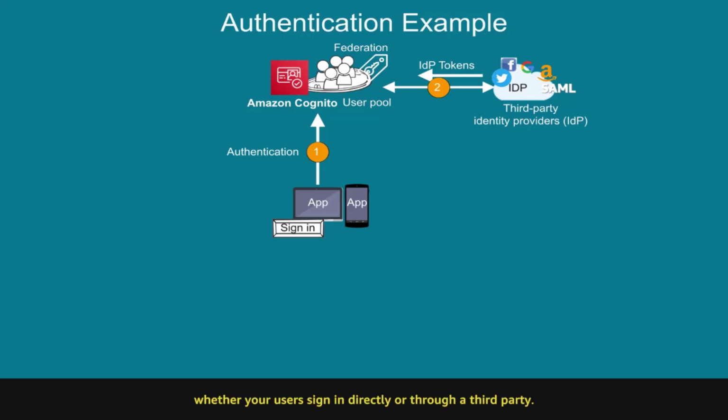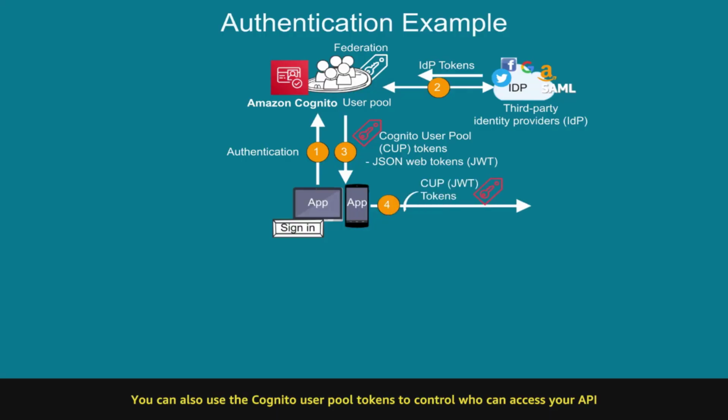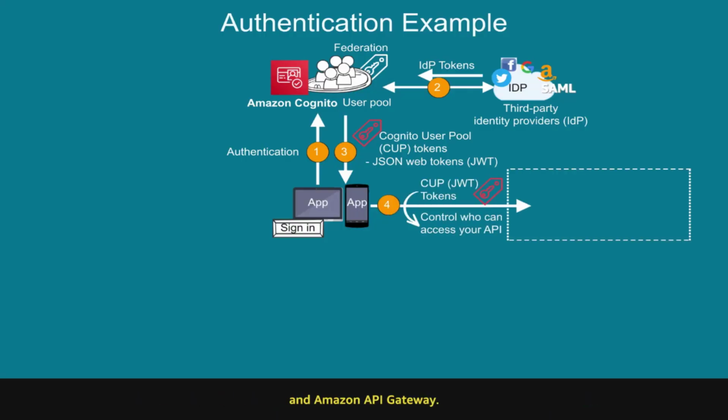Whether your users sign in directly or through a third party, after successfully authenticating, Amazon Cognito User Pool issues one standard set of Cognito User Pool tokens, which is a set of JSON Web Tokens, JWT. You can use the Cognito User Pool tokens in your application. You can also use the Cognito User Pool tokens to control who can access your API in Amazon API Gateway.